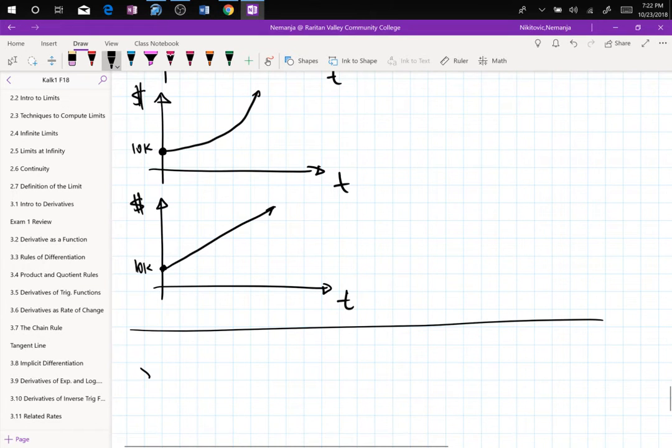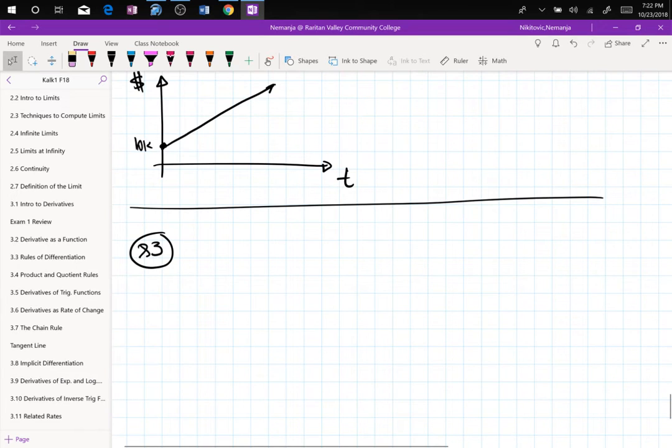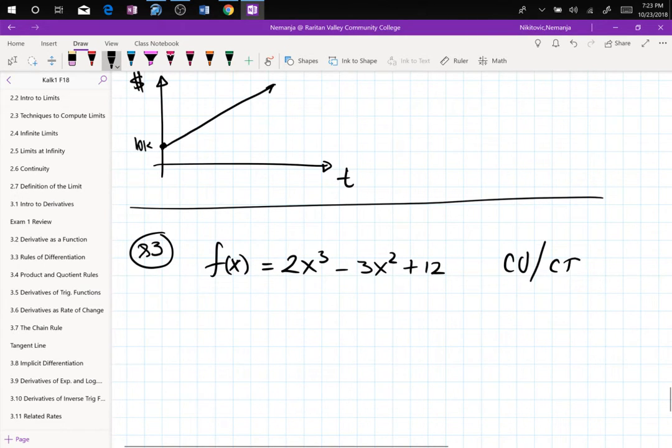So 83. Remember, you have to go through second derivative, so first and then immediately second. Let's go with problem 83. f of x is equal to 2x cubed minus 3x squared plus 12. Concave up, concave down.